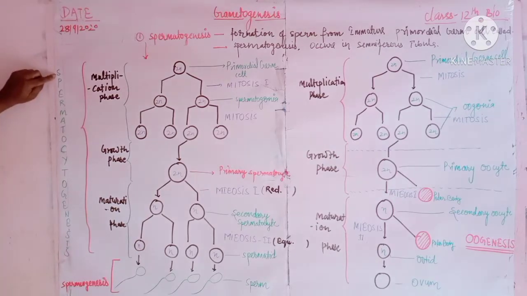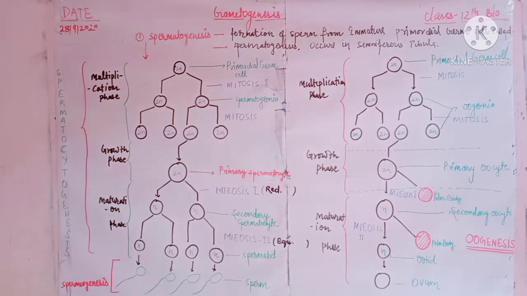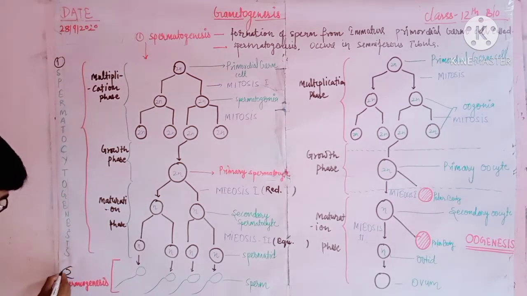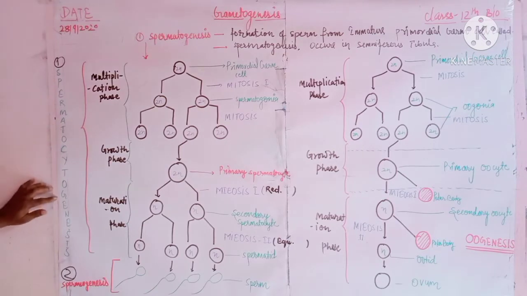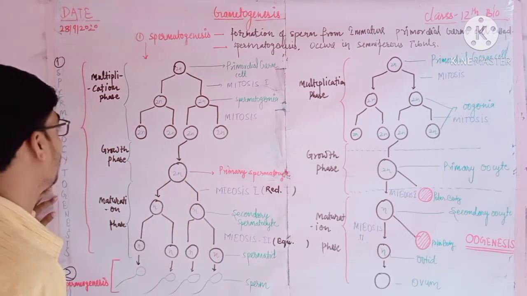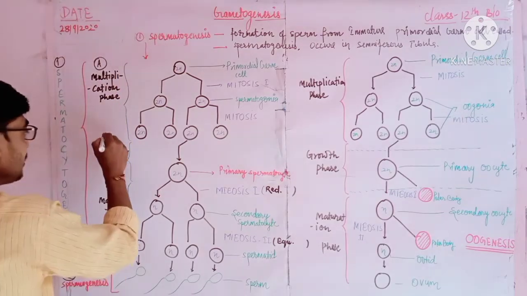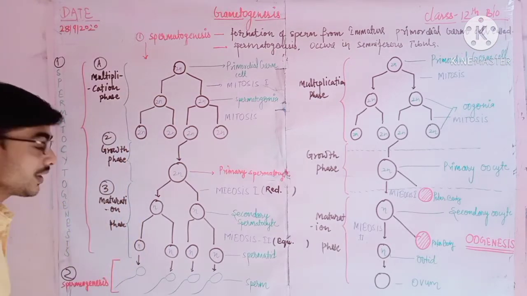The first phase is called spermatocytogenesis, whereas the second phase is called spermiogenesis. Remember, the very first phase is spermatocytogenesis, whereas the second phase is spermiogenesis. Spermatocytogenesis itself is also divided into three subphases. The first subphase is the multiplication phase, the second is the growth phase, and the third is the maturation phase.